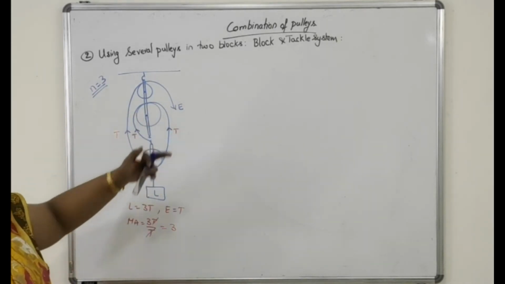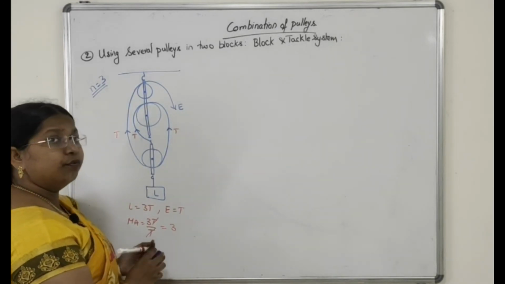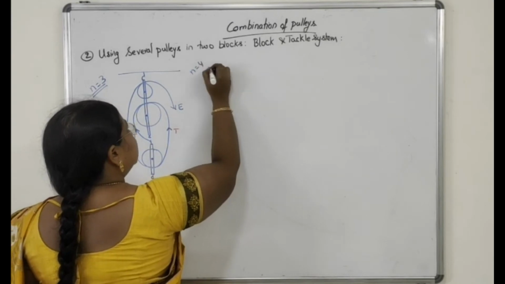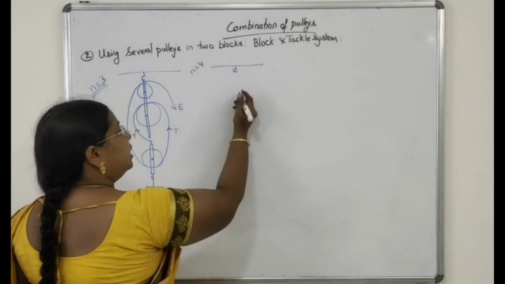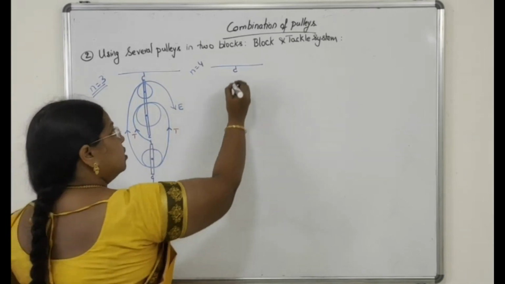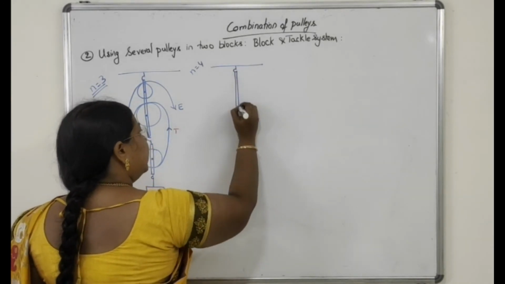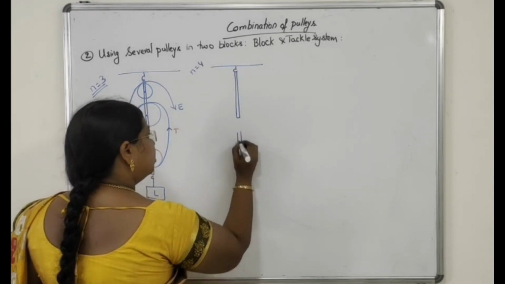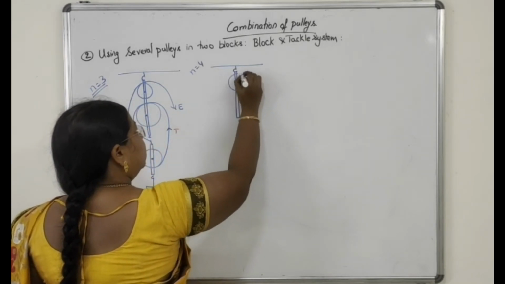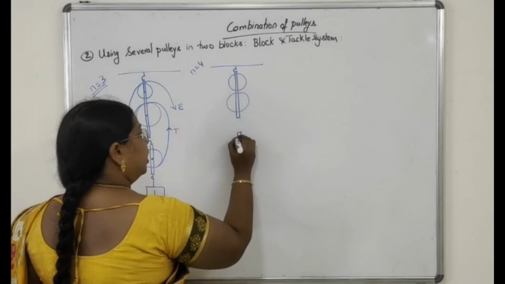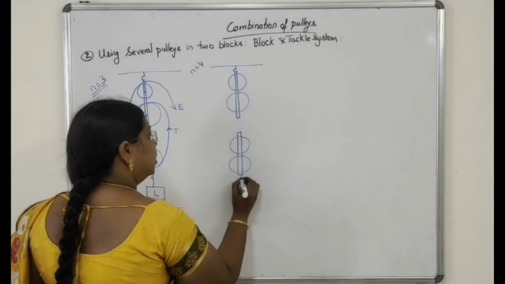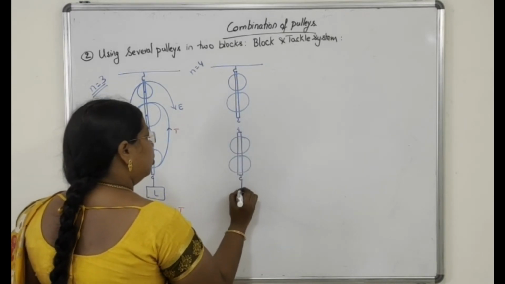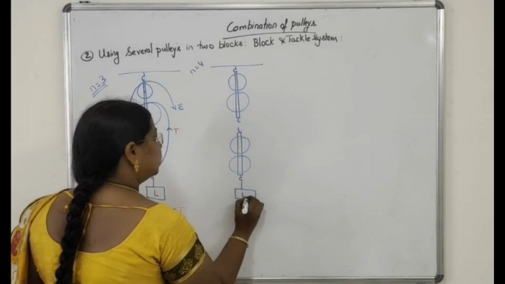Now I am increasing the number of pulleys. Now n is equal to 4. Let us take 4 pulleys, n is equal to 4. Equally distributing, 2 in the upper block and 2 in the lower block. Both on either sides you will have the hooks. Load at the lower block.